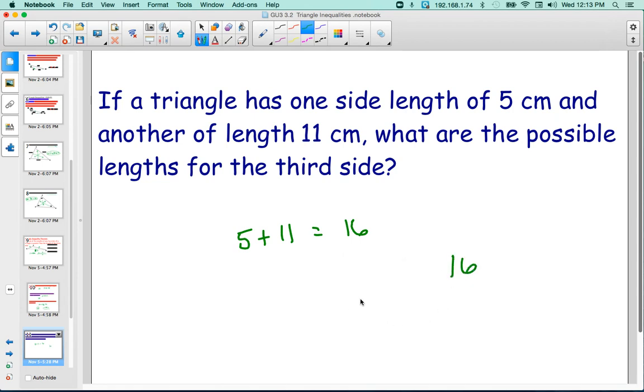But let's talk about what the smaller side can be. Let's draw a little triangle here. If I had a triangle that was, let's say, really acute. You have an acute angle here.